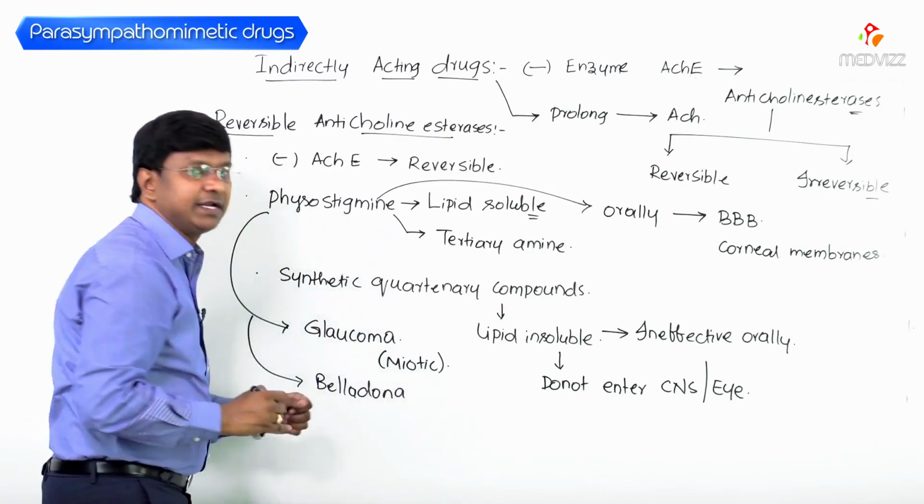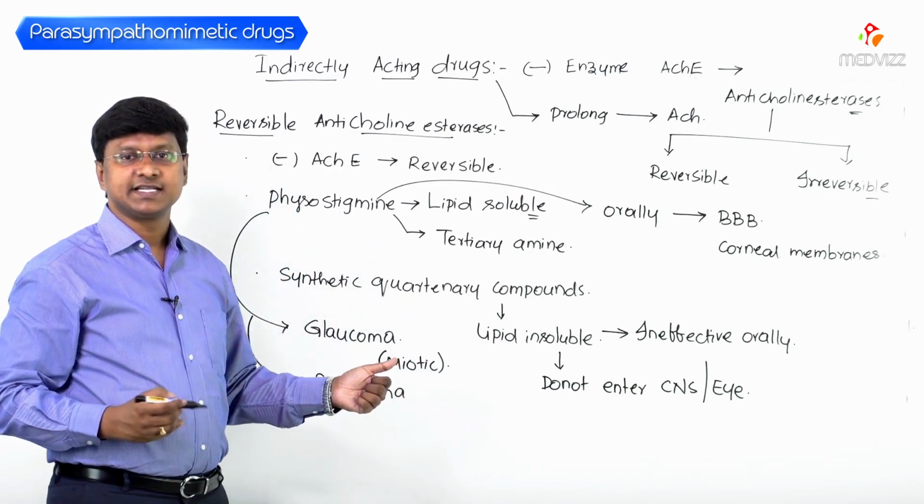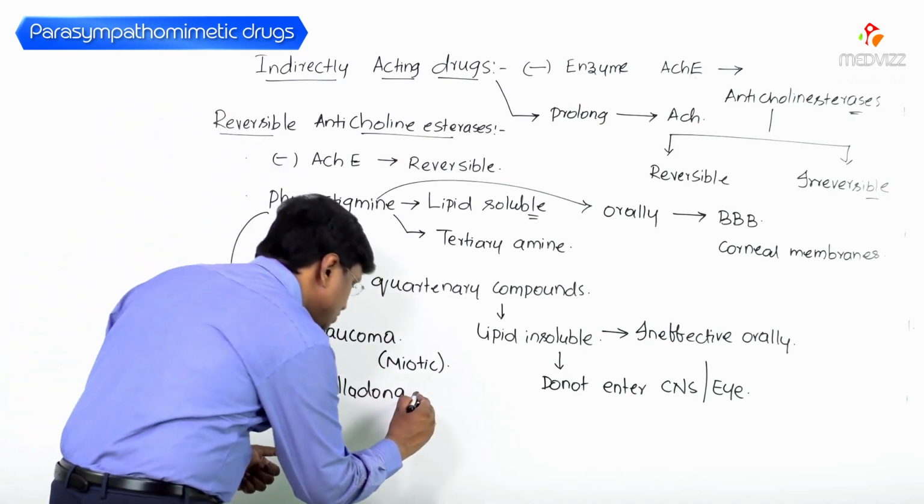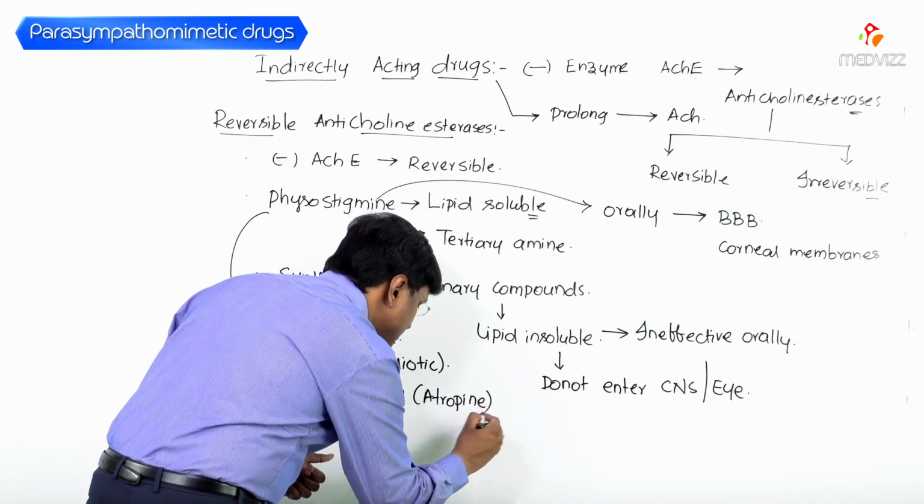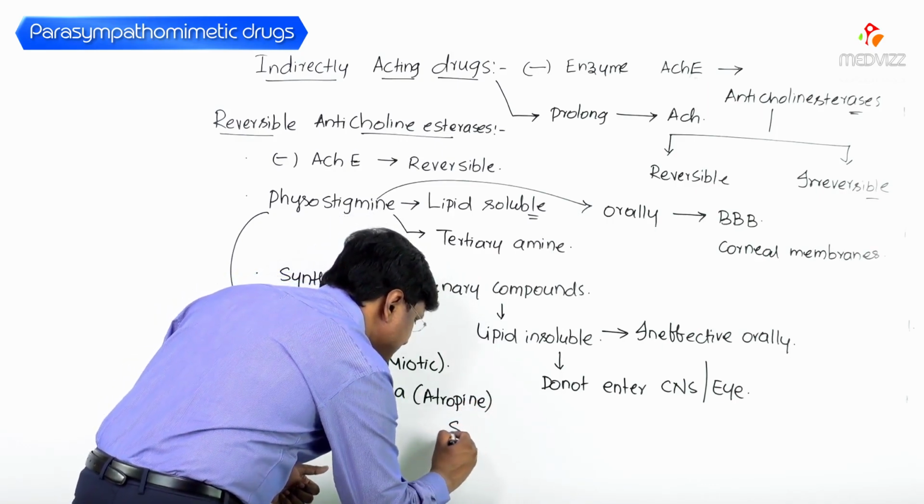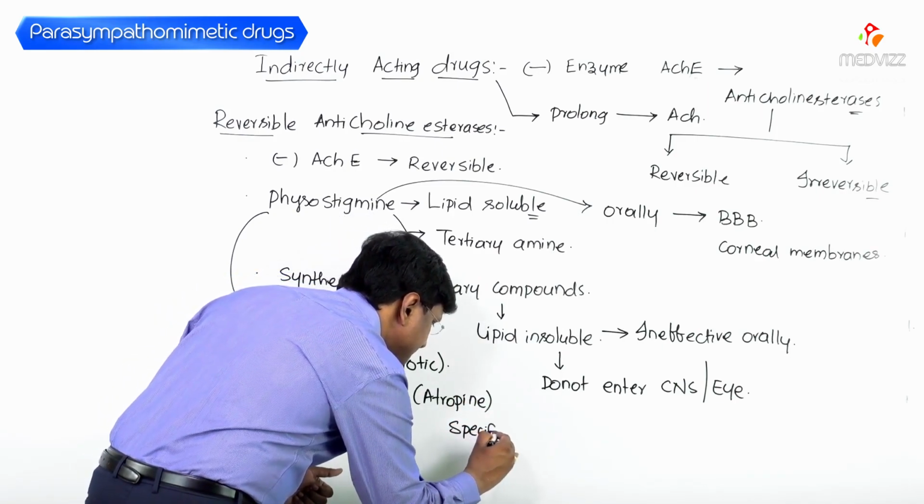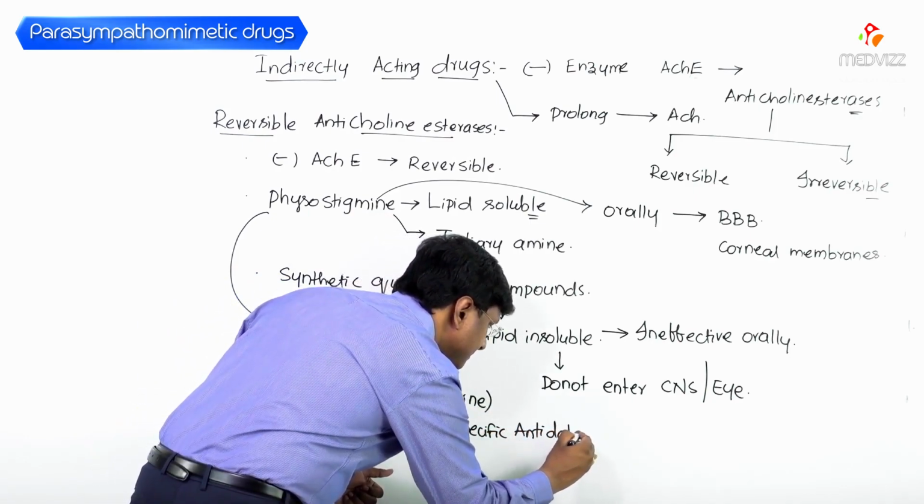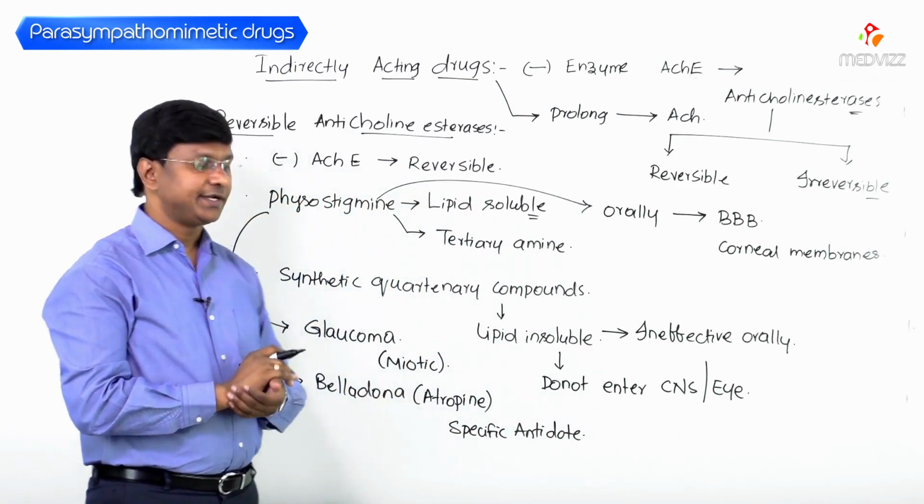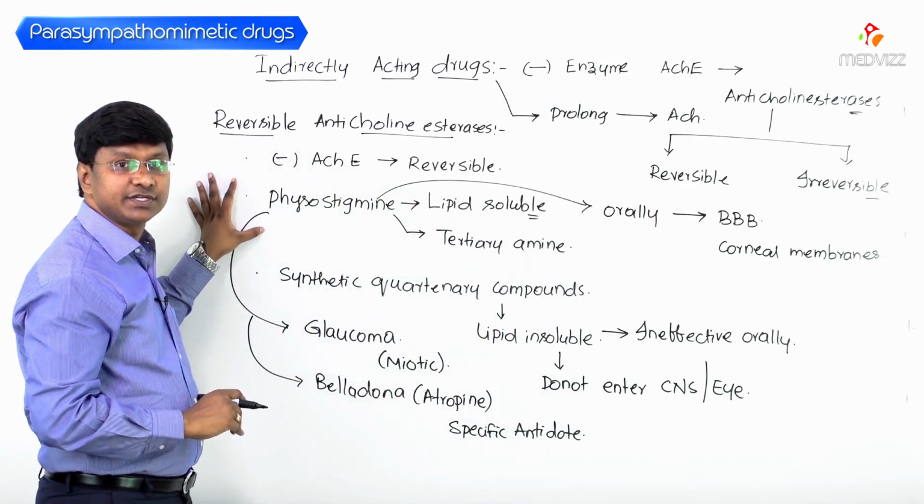So what is this belladonna poisoning? Belladonna poisoning is nothing but atropine poisoning. So in atropine poisoning, remember, Physostigmine is a specific antidote. That is about Physostigmine.